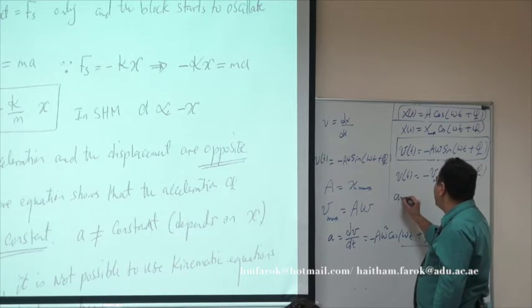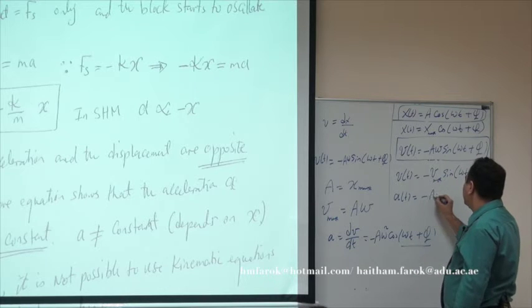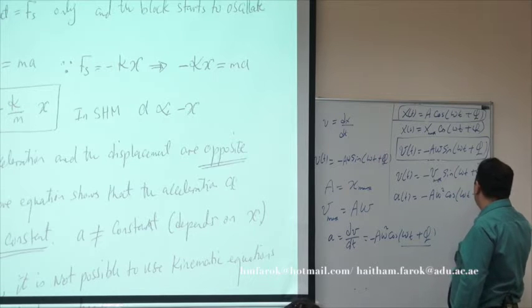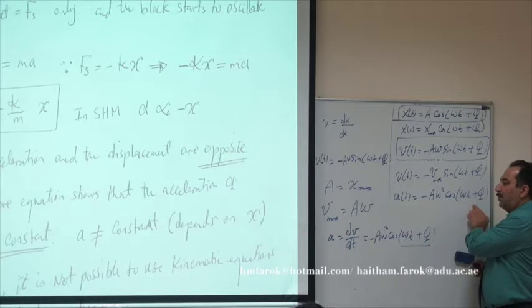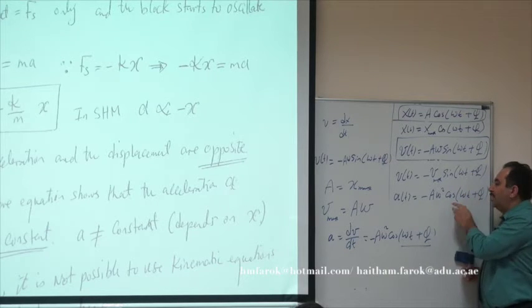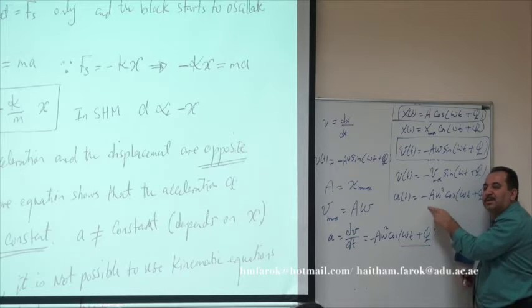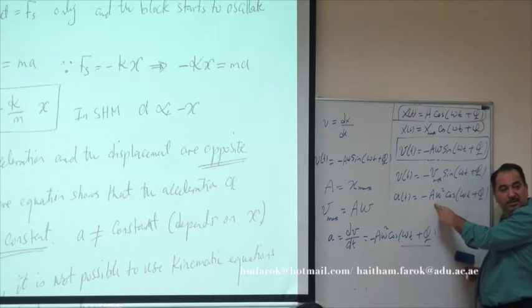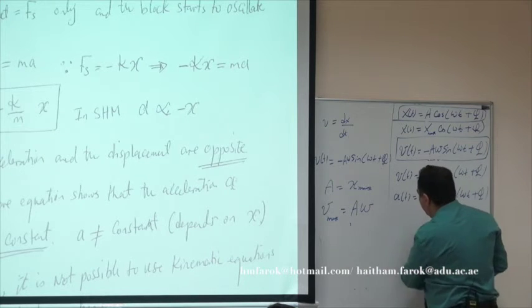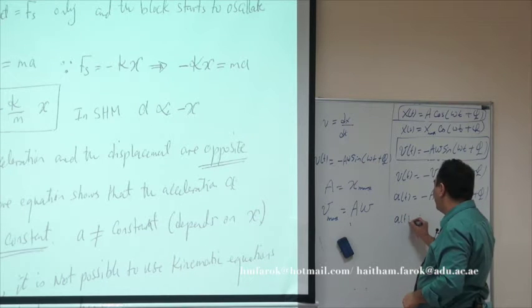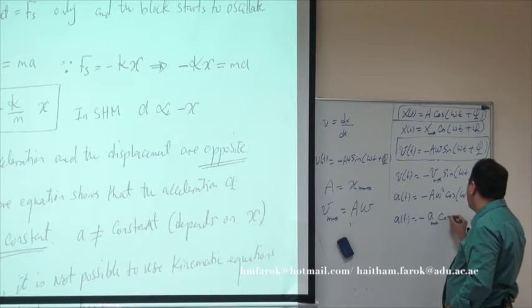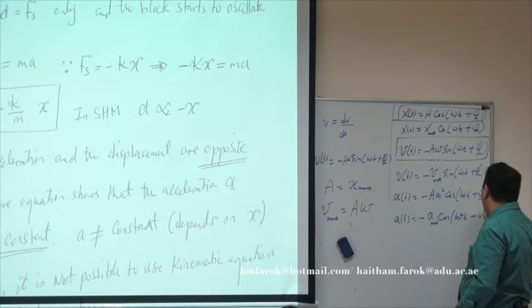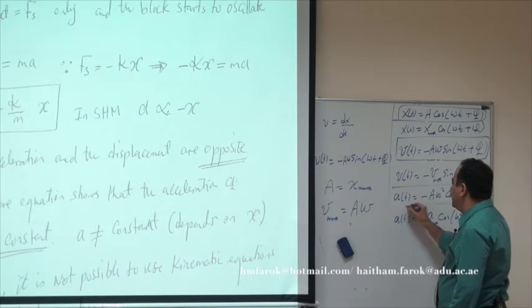So now, what is the acceleration as a function of time? Minus A omega square cosine omega t plus phi. Now again, maximum cosine is 1. So what does A omega square represent? Maximum acceleration. So can I write this one again? I say a as a function of time is minus a max cosine omega t plus phi. Again, this is what is given on the sheet.